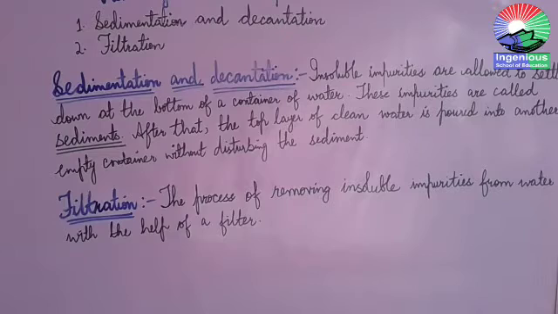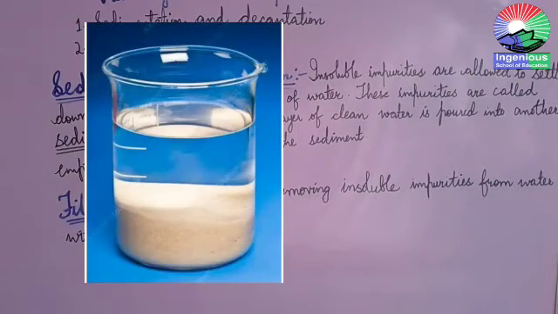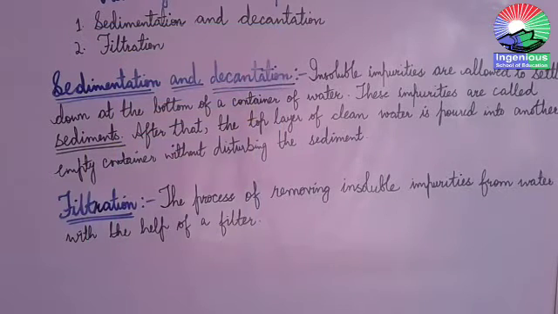Students, to understand the process of filtration better, you will take a beaker and fill half of it with water, and then mix some sand into it. After that, you will take another beaker and tie a piece of clean cotton cloth on the mouth of this second beaker. Are you getting me? This piece of cotton cloth will act as a filter.